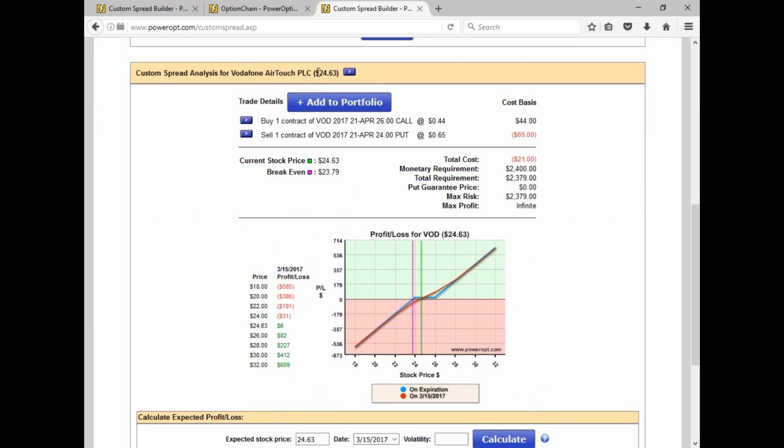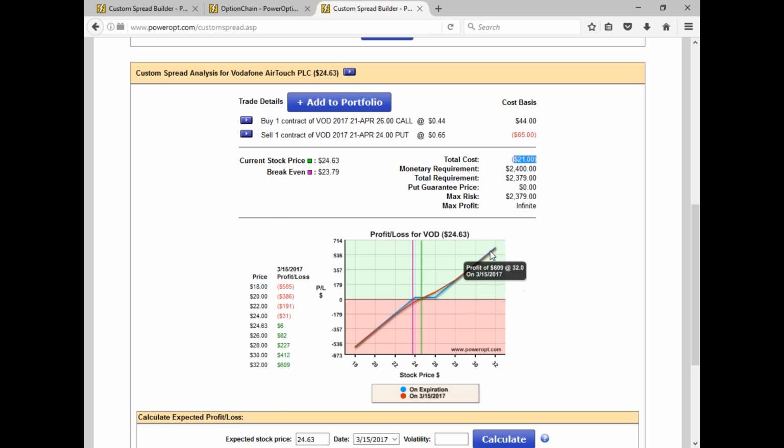One way to do the synthetic is you'd either buy the April 24 call and sell the 24 put, or we'd buy the 25 call and sell the 25 put to get more of a straight line if it's at the same strike. This little bump in the middle here just represents the difference between the 24 strike and the 26, and the small net credit there of 21 cents.